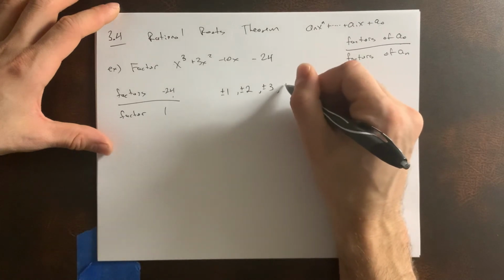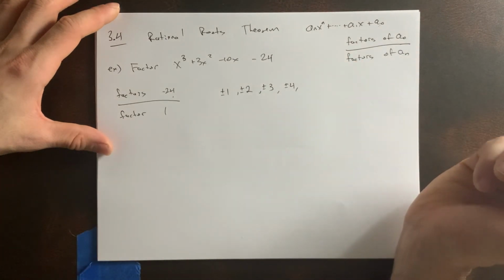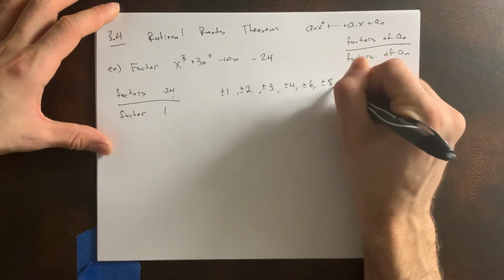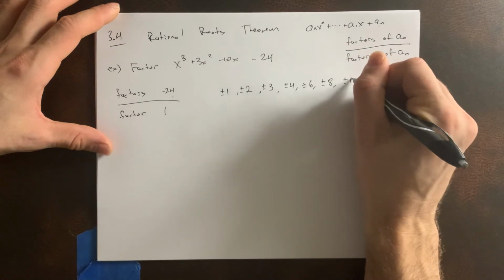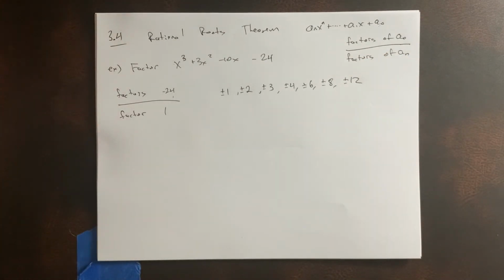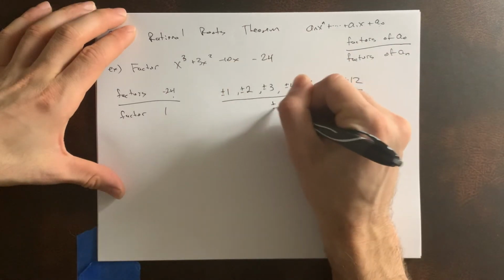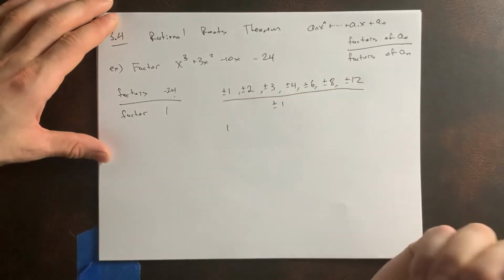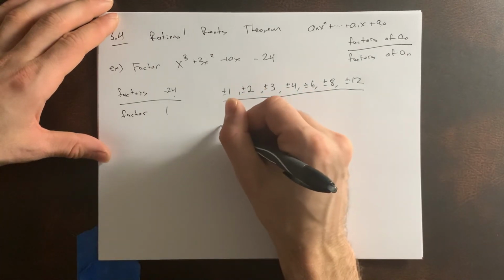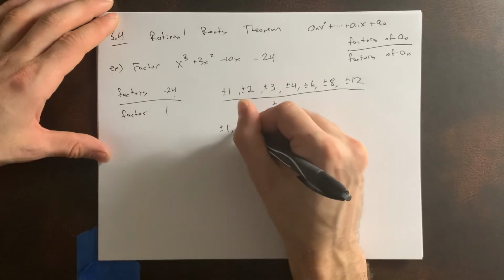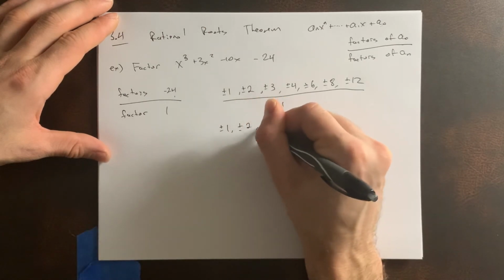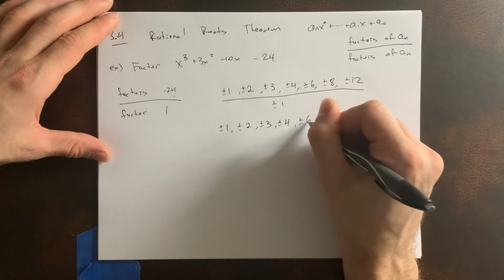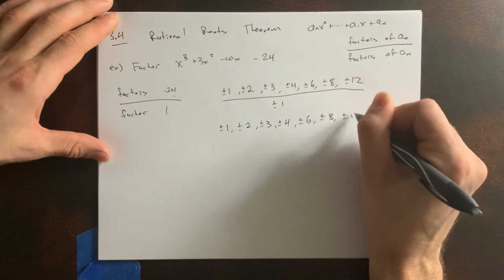Same with 4, so plus minus 4. 5 doesn't, 6 does, plus minus 6. 7 doesn't, 8 does. And then 12 does. And then the factors of 1, there's only one of them, plus minus 1. So for all possible combinations of this, if we did 1 divided by 1, we're going to get 1. So that's a possibility. 1 divided by minus 1, and we're going to get minus 1. So we're going to get plus minus 1. And if we keep doing that, the only possibilities for zeros are these ones. So plus minus 1, 2, 3, 4, 6, 8, 12.